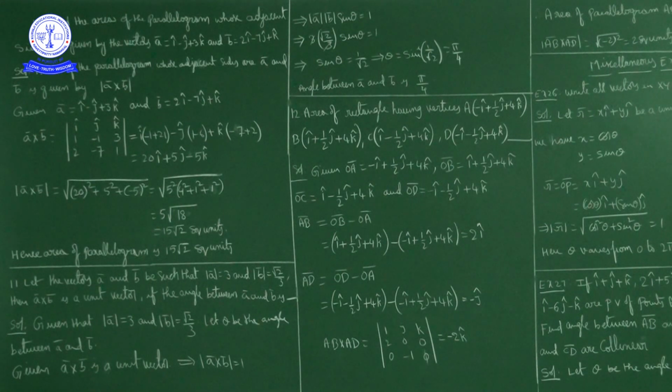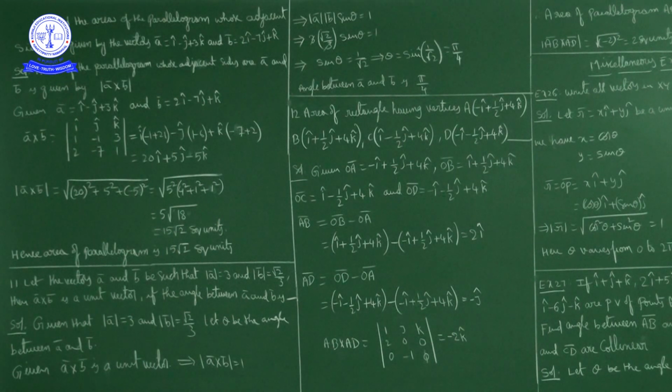So if you calculate this determinant, what we get? I into 0 minus j into 0 plus k into minus 2, nothing but minus 2k cap. AB bar cross AD bar is how much? Minus 2k cap.